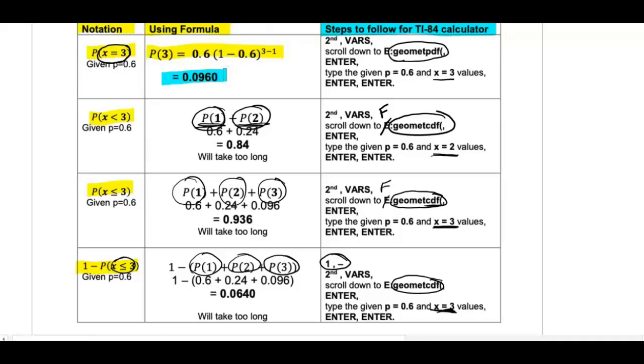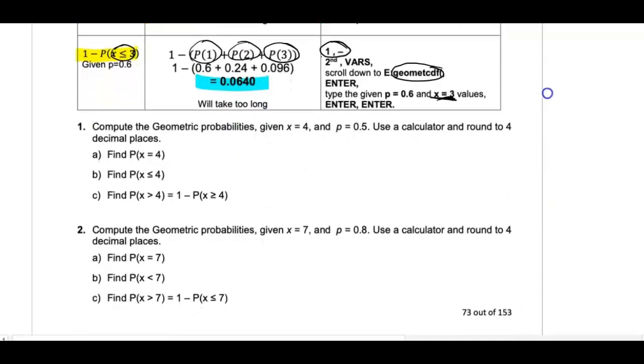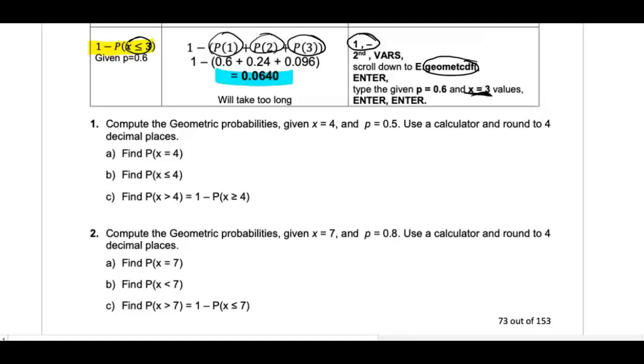If you need practice with this 3, go ahead and go through all of this table and make sure that you're getting these answers. Let's try example number 1 together. Compute the geometric probabilities given that x is equal to 4 and p is equal to 5/10. Use a calculator and round to 4 decimal places.